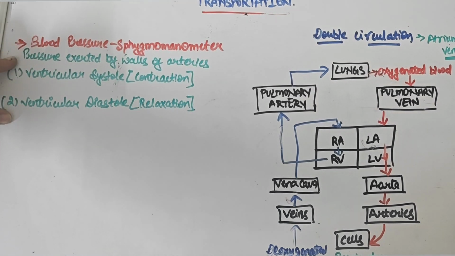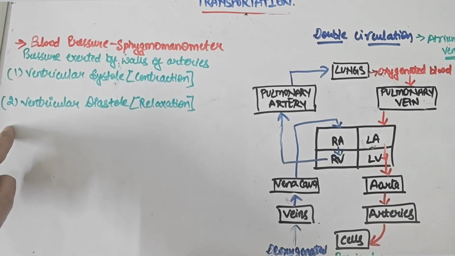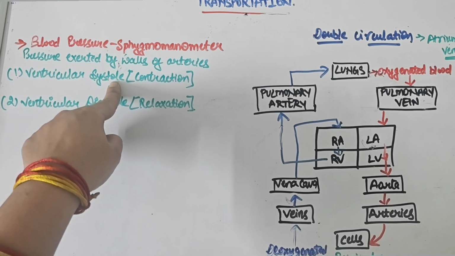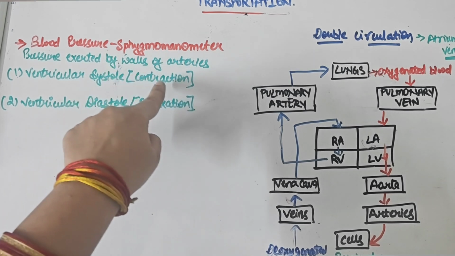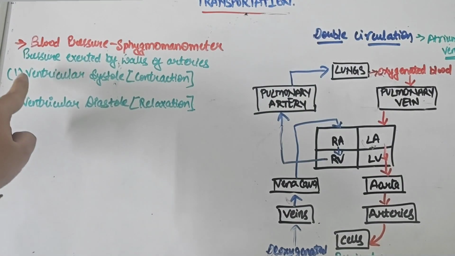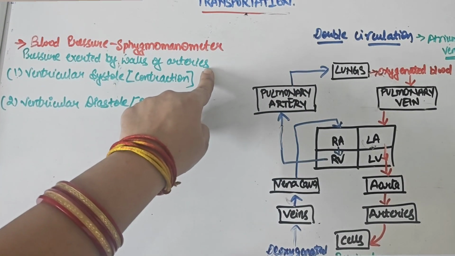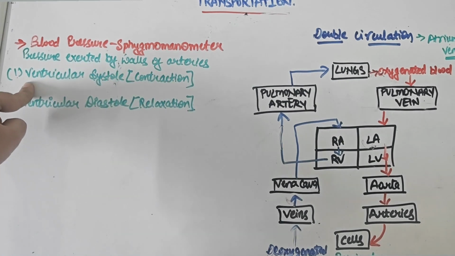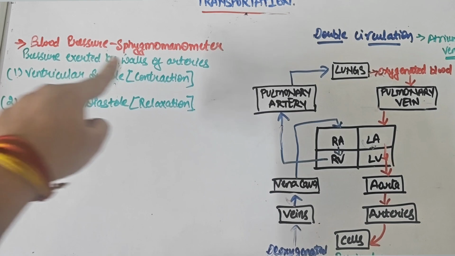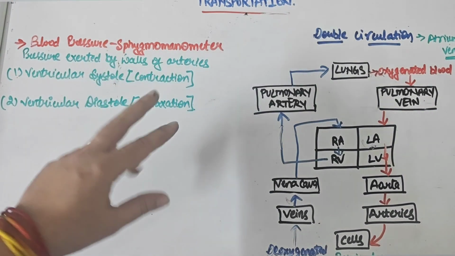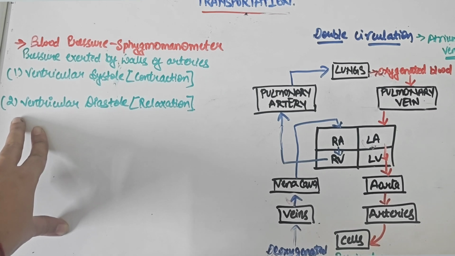Whenever we are checking the blood pressure, we check it in terms of the pressure in the ventricles. I have written two points here; one is ventricular systole. Systole is an important keyword, and systole means contraction. The pressure exerted by the walls of arteries when the ventricles are contracted is known as ventricular systole, and the pressure exerted by the walls of arteries when the ventricles are relaxed is known as ventricular diastole.